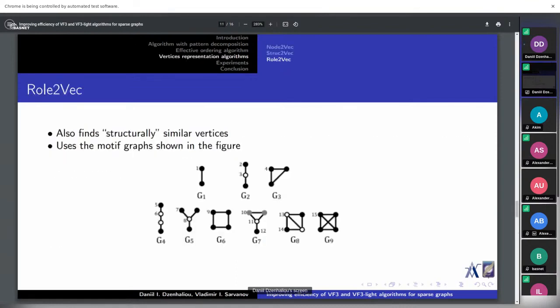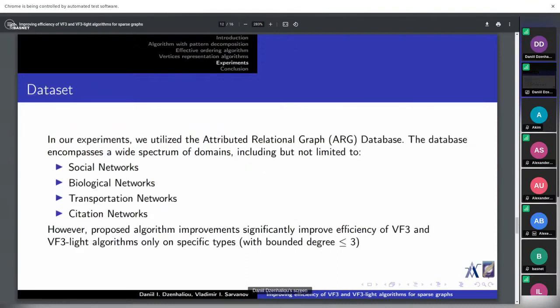Okay, so we get features for each vertex using one of these three algorithms, and then use random search or simulated annealing in order to get weights, to get the importance of these features. We actually use these algorithms, not gradient descent, because the target function is not differentiable.